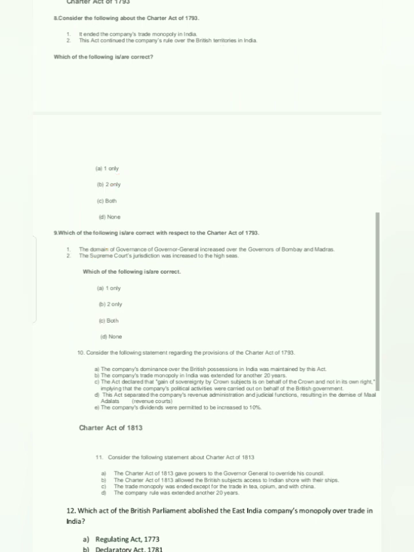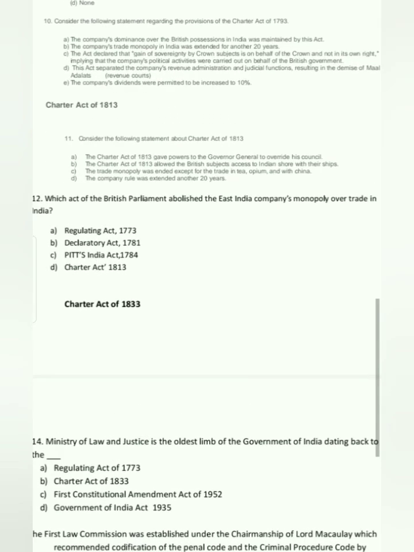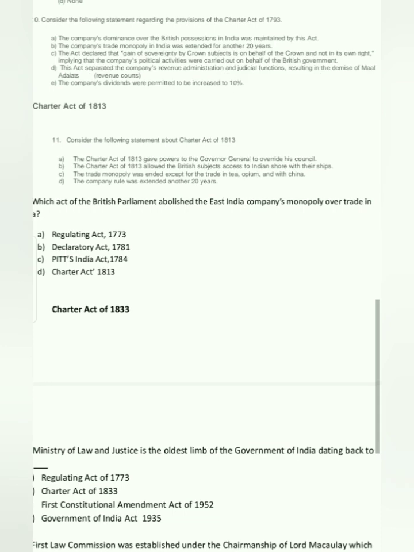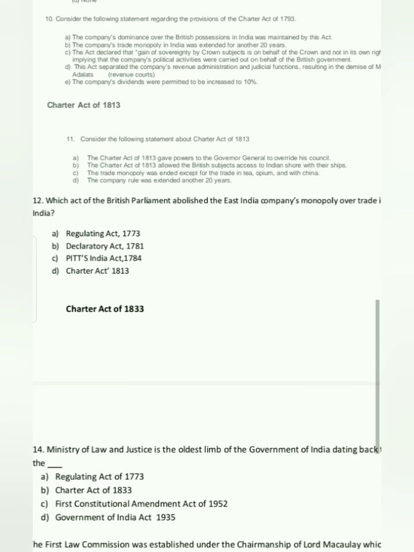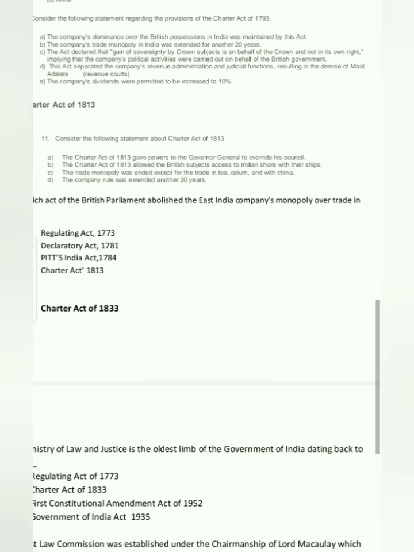Next. Yes, copy the question. Consider the following statement regarding the provisions of Charter Acts of 1793. Question number 10.